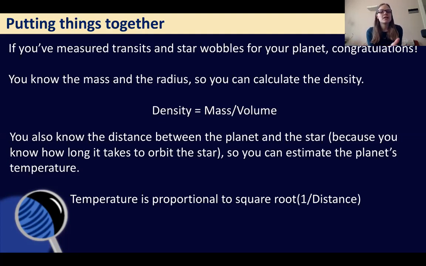And the period is related to the distance between the planet and the star. And we can use that to estimate the planet's temperature, because the temperature is proportional to the square root of 1 over the distance. And that's related simply to how the light from the star gets spread out over a wider and wider area the further away you go from the star.